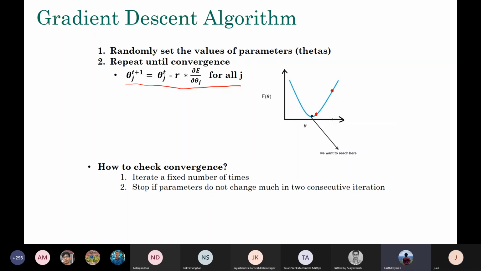Sir, r depends on the change in slope also, right? Of course, yes, you are absolutely correct. And that is why in tomorrow's lecture you are going to see adaptive gradient descent, where you adapt the value of r with respect to the gradient value and iteration number. You're absolutely right.